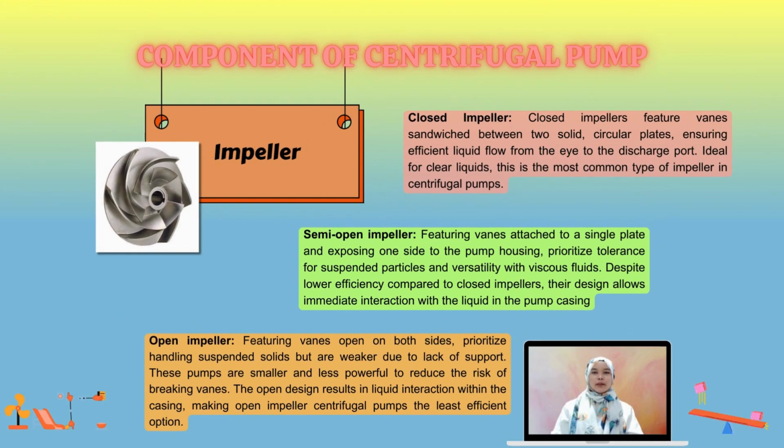Next, I will talk about the components of the centrifugal pump. This pump has two components, which are the impeller and the volute-shaped housing. For the impeller, there are three types: closed impeller, semi-open impeller, and open impeller. The closed impeller features vanes sandwiched between two solid, circular plates, ensuring efficient liquid flow from the eye to the discharge port. Ideal for clear liquids, this is the most common type of impeller in this pump.